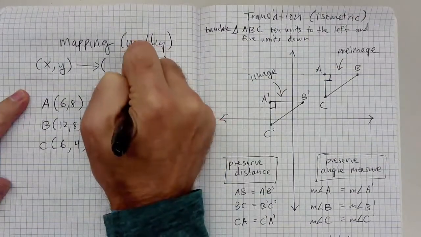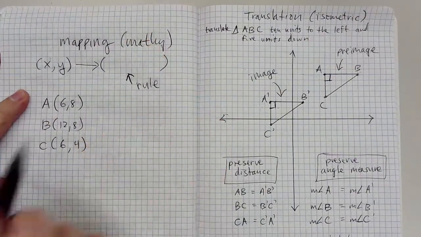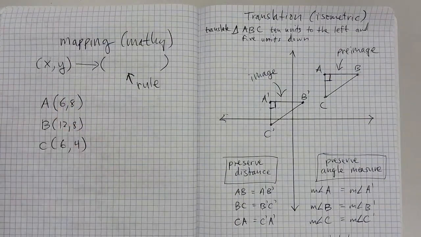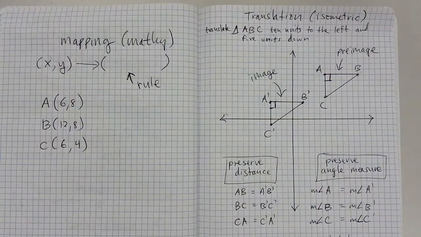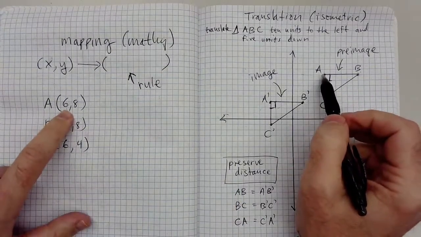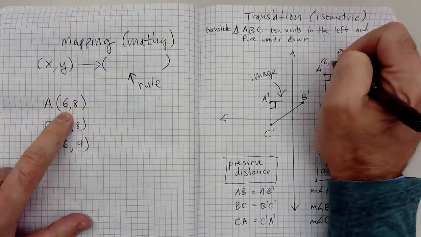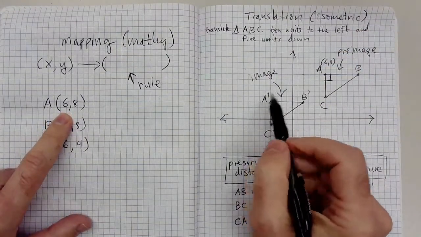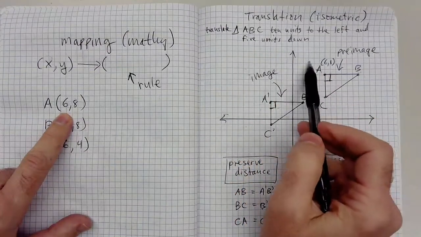Okay, the rule tells us what to do with our points. In this case, it's a fairly simple rule. For example, when we start at point A, which is (6, 8), how do we get to A prime? We move to the left 10, and then we go down 5.